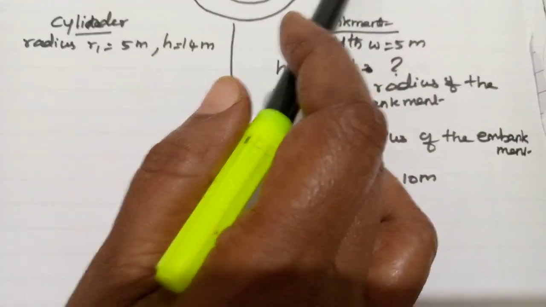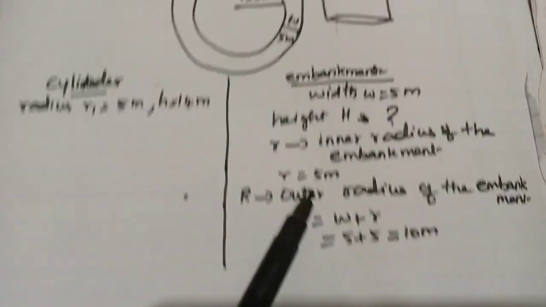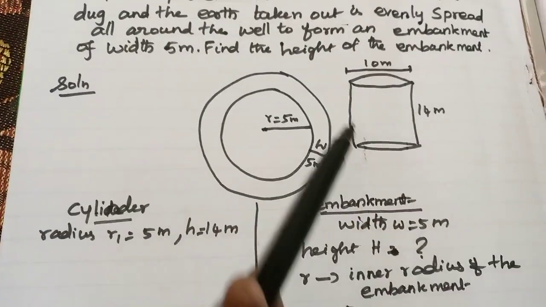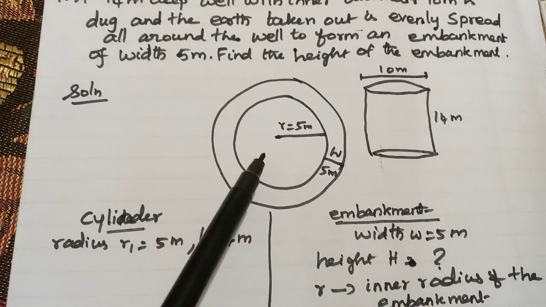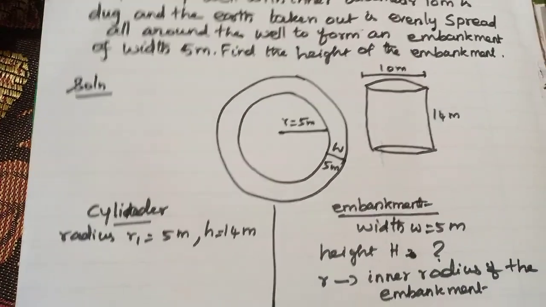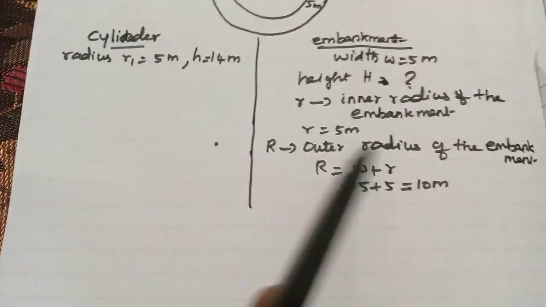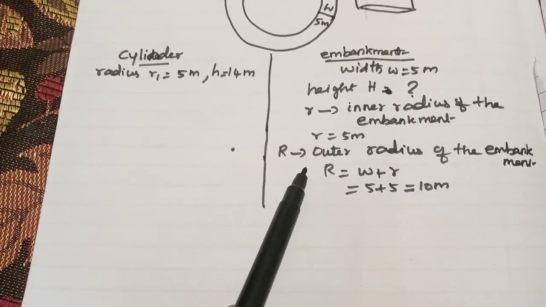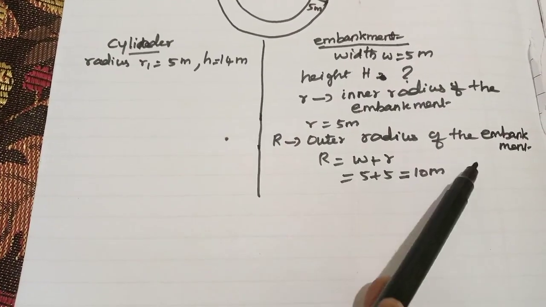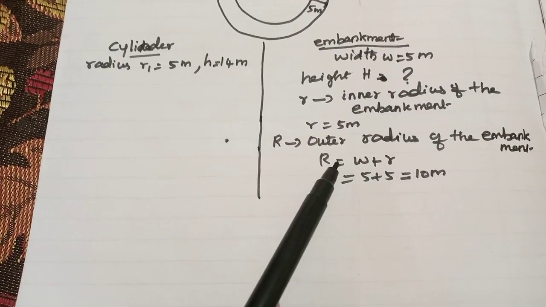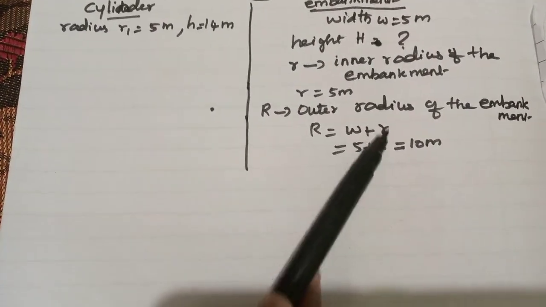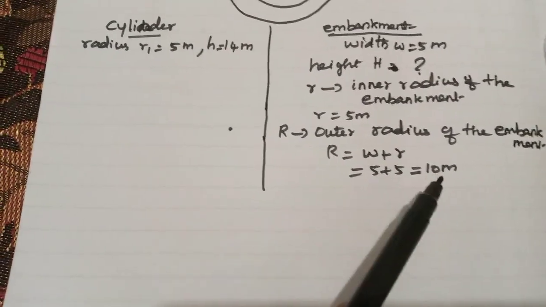Both the cylinder and embankment inner radius will be equal, because they made the embankment all around the well. So small r equal to 5 meter. Capital R is the outer radius of the embankment. So capital R is equal to width plus small r. Width is given 5, small r is 5, so 5 plus 5, 10 meter.